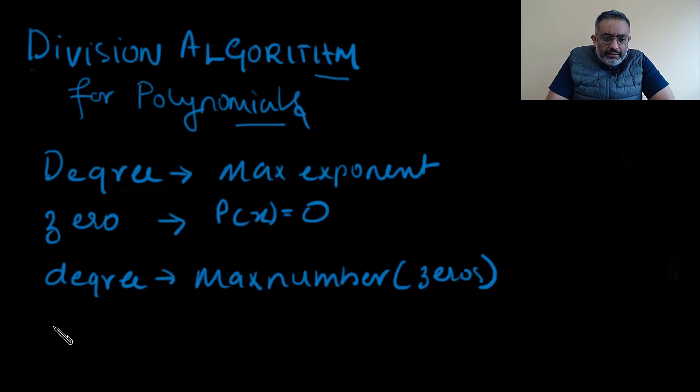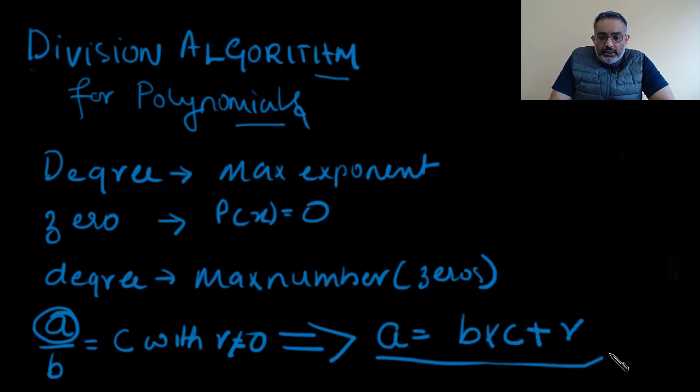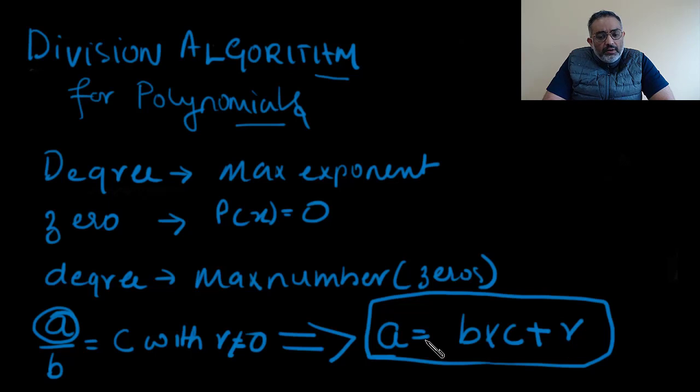Let me just state that. Let's say we have two numbers, a divided by b, and this is equal to c, with a remainder r not equal to 0. Then what we have is a is equal to b multiplied by c plus r. This relationship is called division algorithm, and we are going to look at this concept for a polynomial scenario.